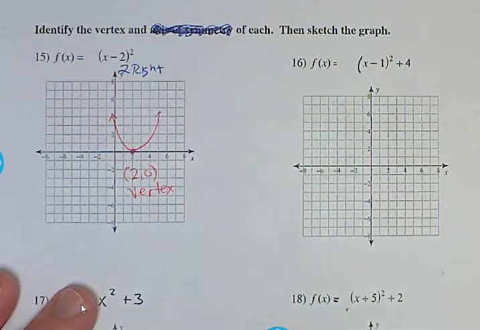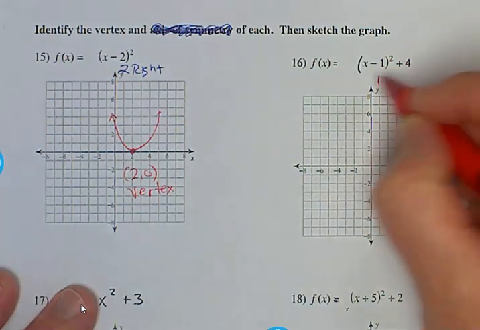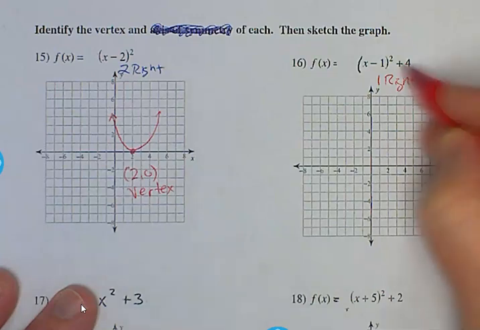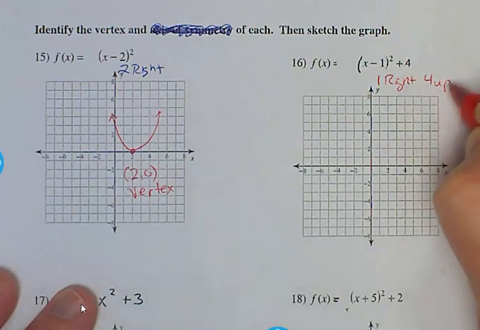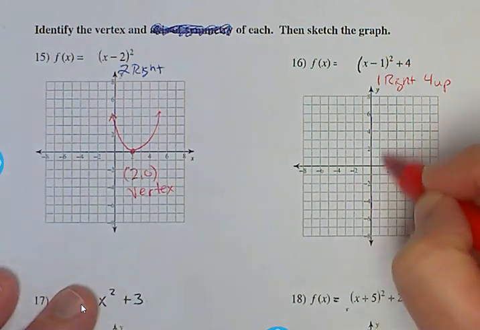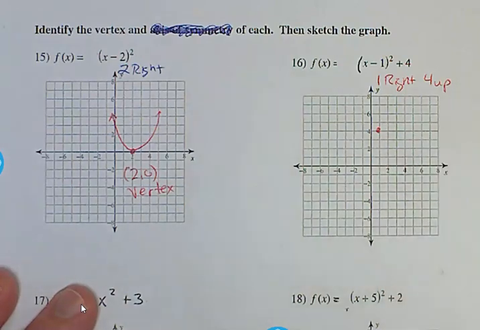Okay, with 16. X minus 1 squared, again, the minus 1 on the inside means we're going to move it 1 space to the right. 4 on the outside means we're going to move it 4 up. So 1 right, 4 up. Put you right there.